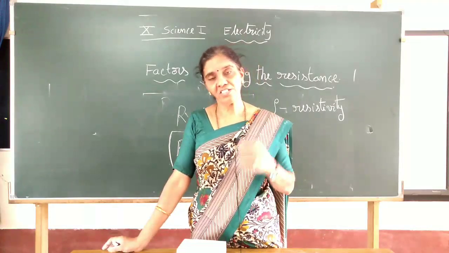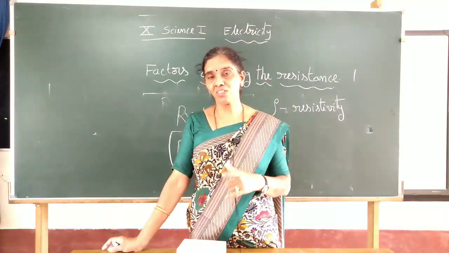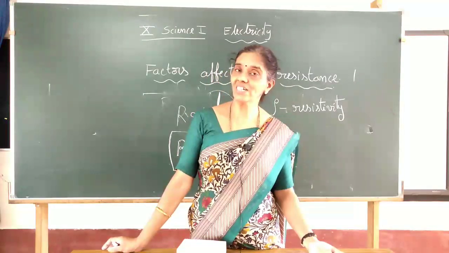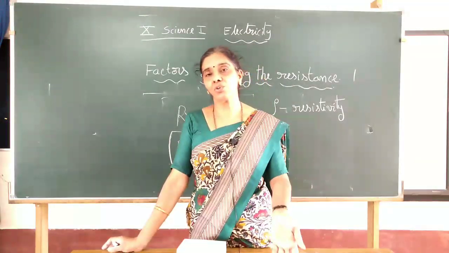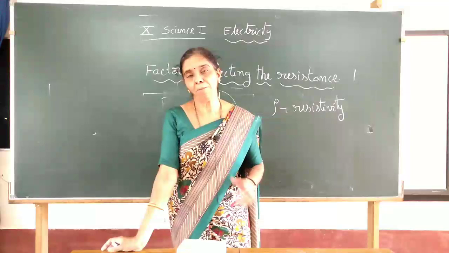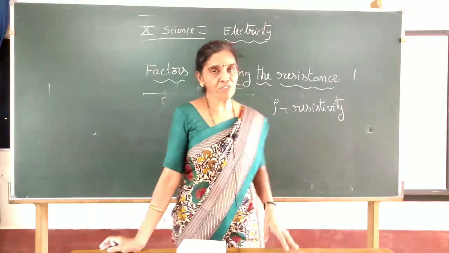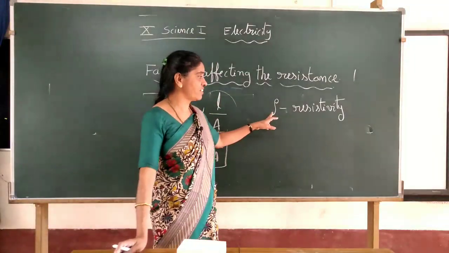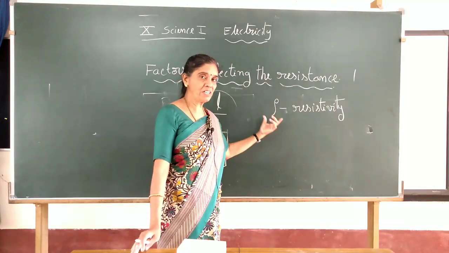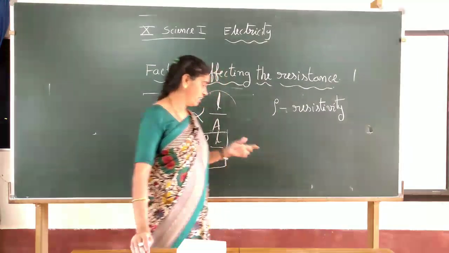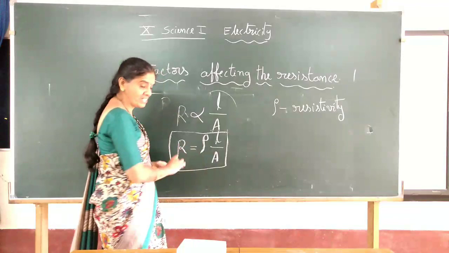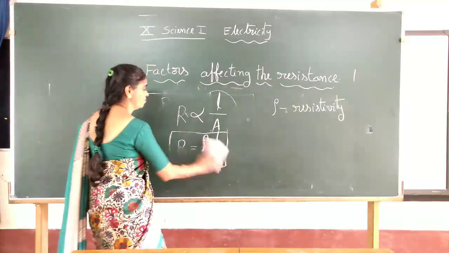Okay. So each material, copper has its own resistance, iron has its own resistance, silver has its own resistance. It is changing from material to material. Now if you want to find this resistivity value, or the definition of resistivity, very simple, using this equation I will get it.